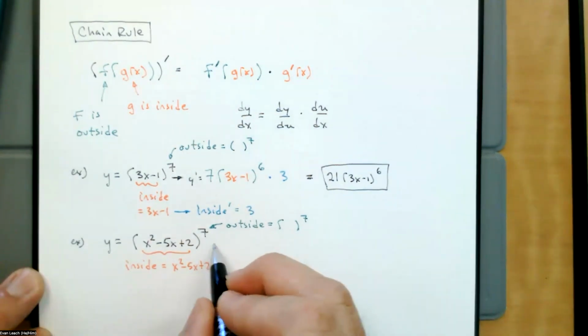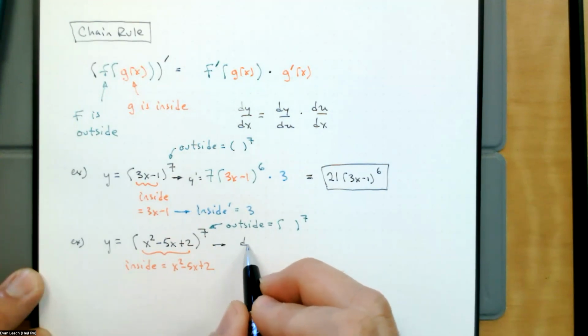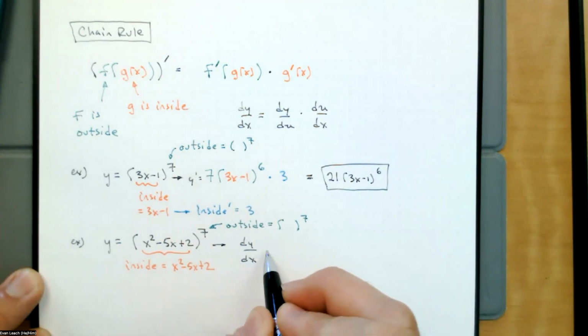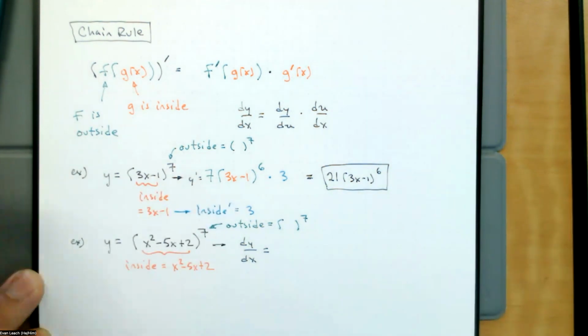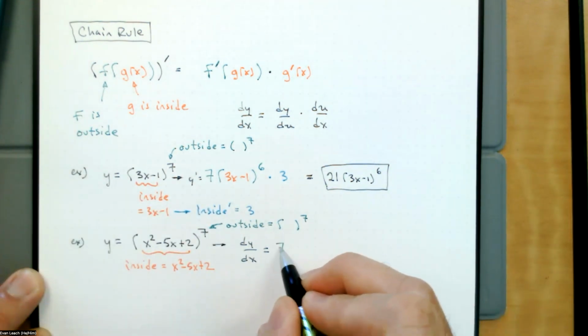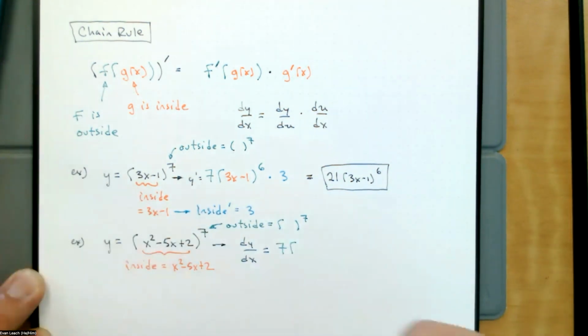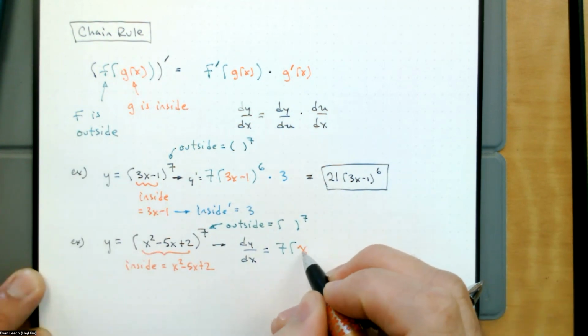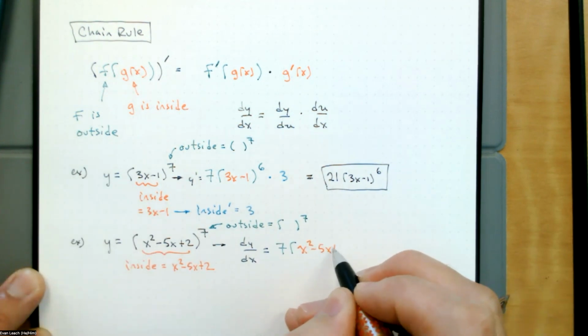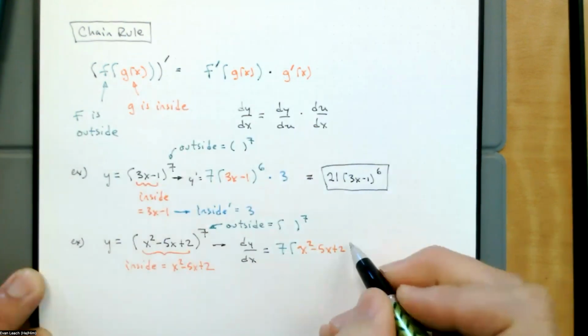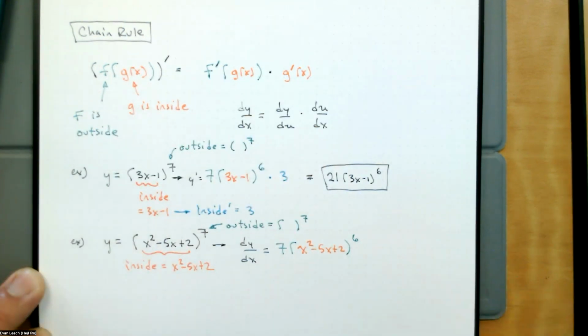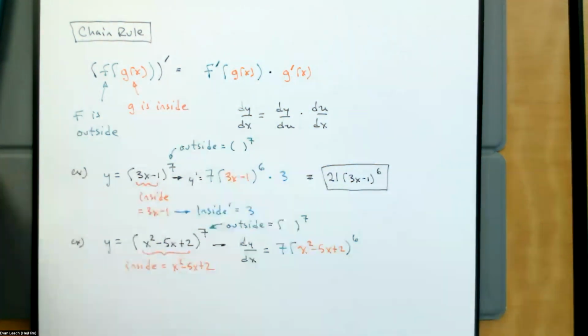So the derivative of y with respect to x will be the derivative of the outside with respect to the inside. The derivative of something to the 7th power is 7 times something to the 6th power. Then we multiply by the derivative of the inside, the derivative of something.